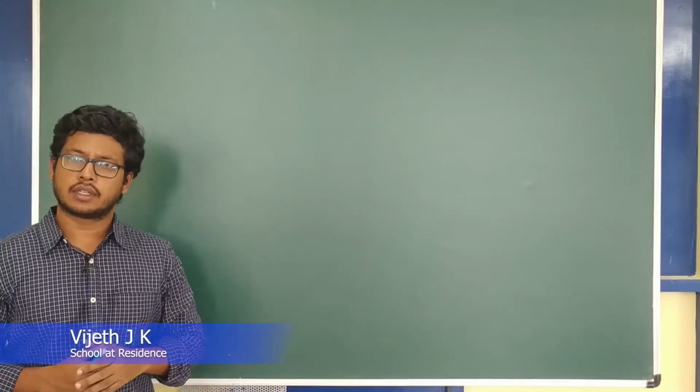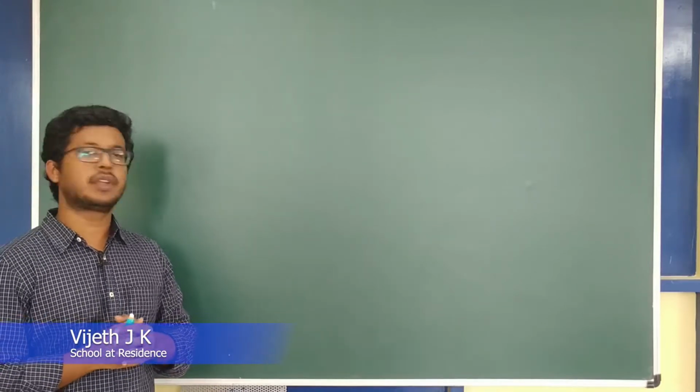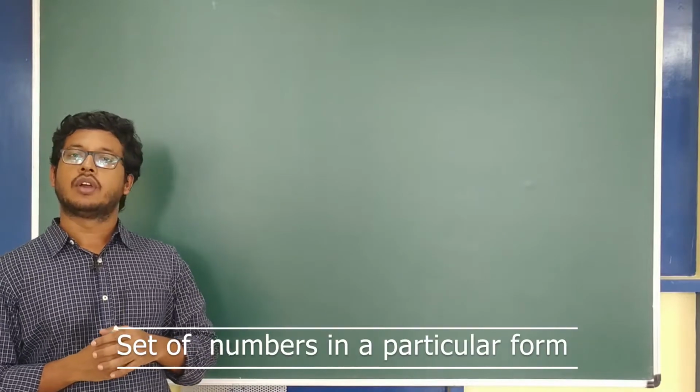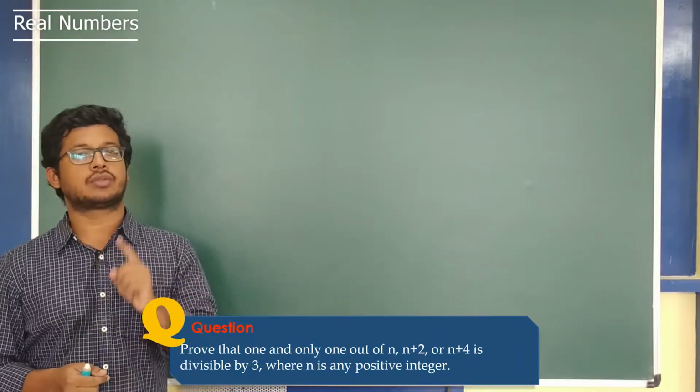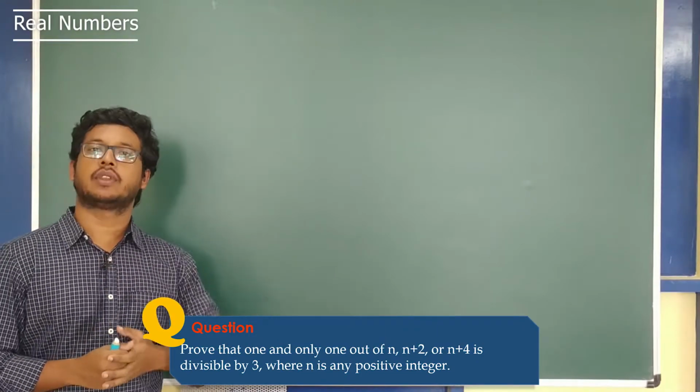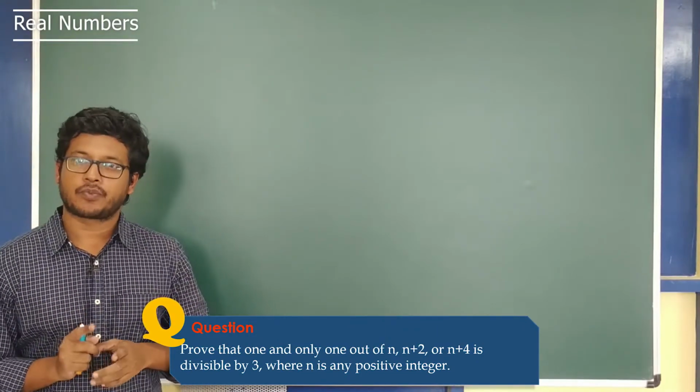This is a different kind of problem. In this video we will prove that one and only one out of n, n plus 2, n plus 4 is divisible by 3. What does this mean?